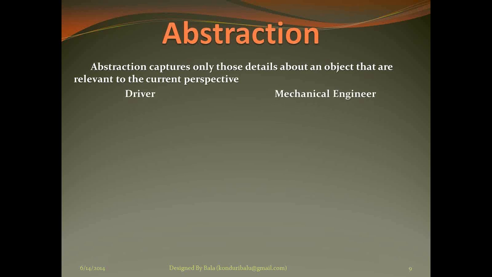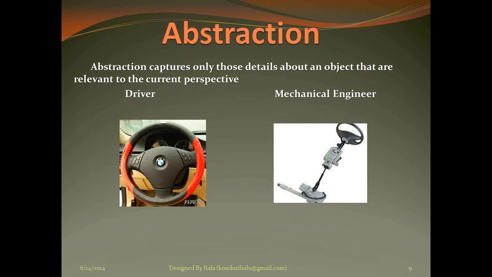A driver and a mechanical engineer. Okay, let's see in the picture. Now see, for a driver to drive a car, suppose if we want to go to the right side, he just needs to keep the steering to the right to go right. If we want to go left, he'll just rotate the steering to the left. To go straight, just hold the steering. This information is enough for the driver to drive a car.